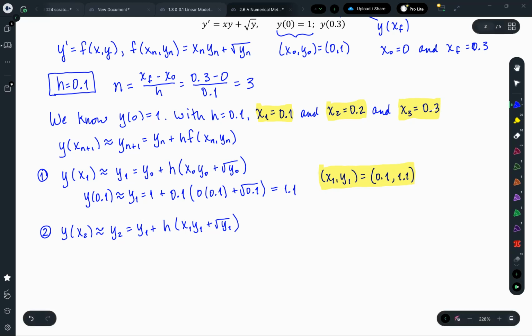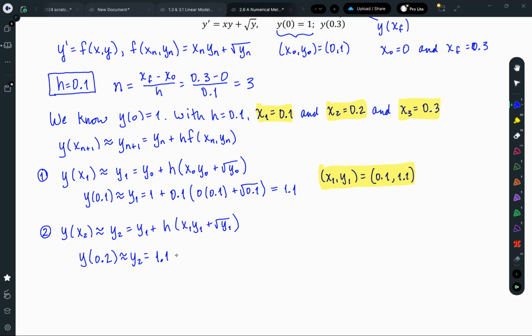So y of x2, that's actually y of 0.2. And by plugging that in, I can see that this is not going to be my final step, right? Because it's not y of 0.3. Okay, so this is approximately y2, which is equal to y1, and y1 is 1.1, plus h, which is 0.1, times x1 is 0.1, times y1, which is 1.1, plus the square root of y1, which is 1.1. Okay. Again, I just plug this into my calculator and see what I get.